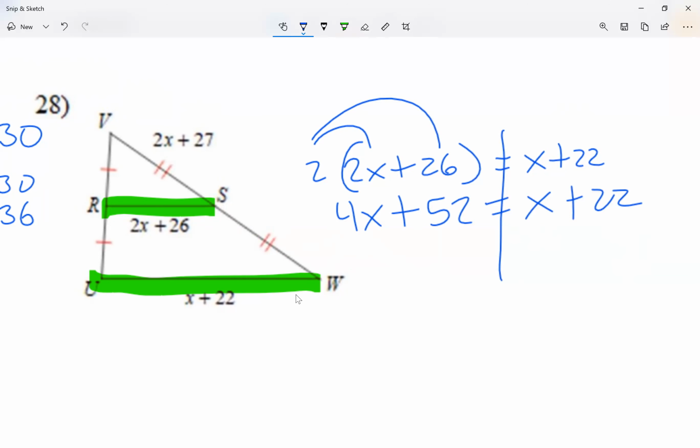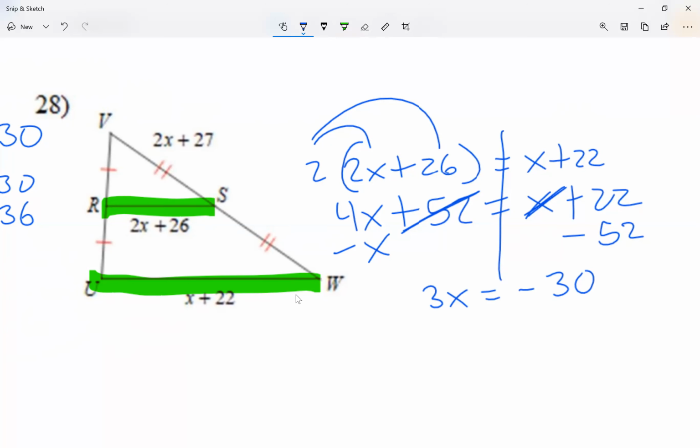When I combine like terms, let me move the x's to one side. So this positive x, let me move it over here as a minus x. This positive 52, let me move it over as a negative 52. So on the left side, I have 4x minus 1x. So that gives me 3x. On the right side, 22 minus 52. That gives me negative 30.